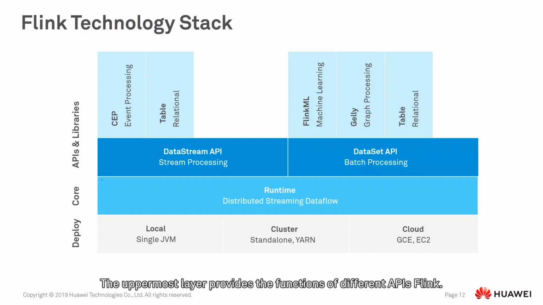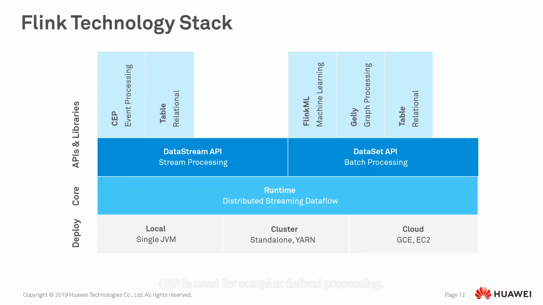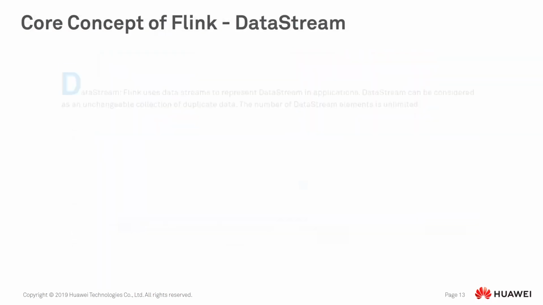The libraries layer provides the functions of different APIs of Flink. CEP is used for complex event processing. Table is used for logical table query processing. FlinkML is used for machine learning. And Gelly is used for graph processing.